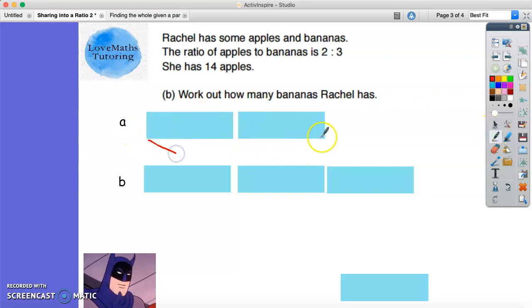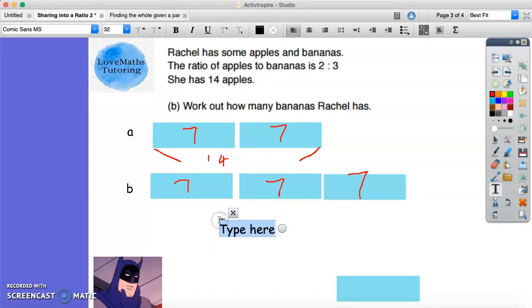So I know that all of these 2 boxes here are £14, and remember, we know that each box is the same size, so we can do 14 divided by 2 to work out that 7 goes into each box. And because 7 are in those boxes, 7 can also be in the bananas boxes. The question is asking us now, work out how many bananas Rachel has. So again, we look at the banana part of the ratio, we can see that the parts individually are 7, so we do 7 multiplied by 3 to give us 21 bananas.